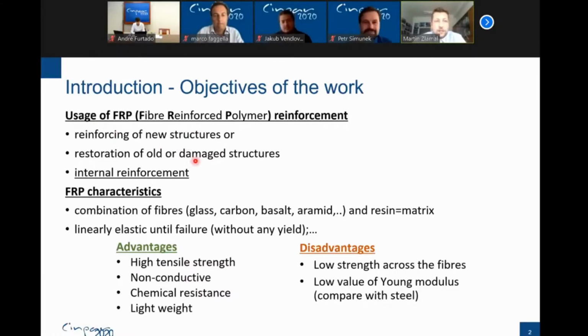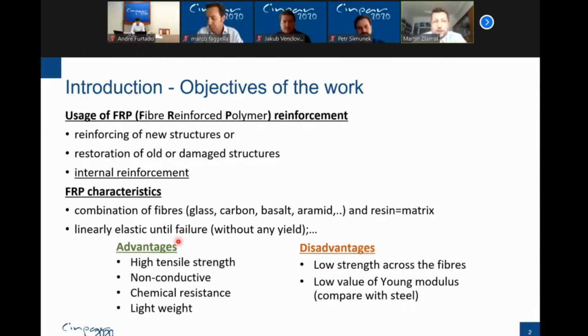The main characteristic of these bars is a combination of two materials, basically the fibers, which are from glass, carbon, basalt, or aramid material, and these fibers are combined with the matrix or a resin. The next basic characteristic is that this material is linearly elastic until the failure without any yield strength.